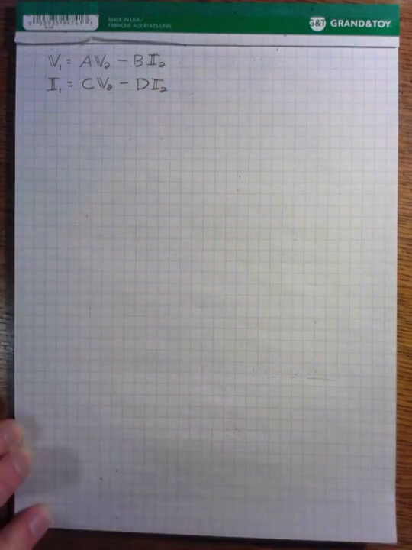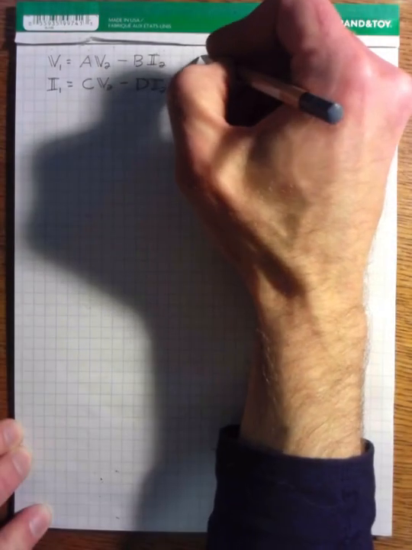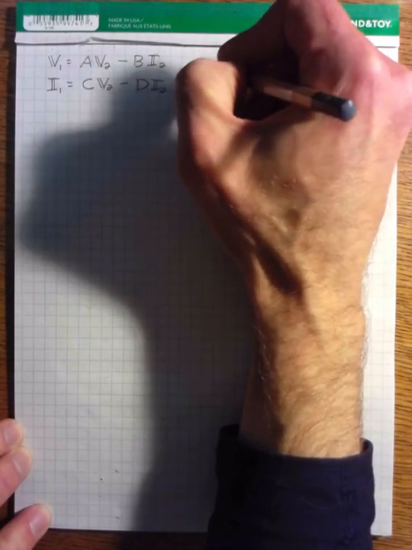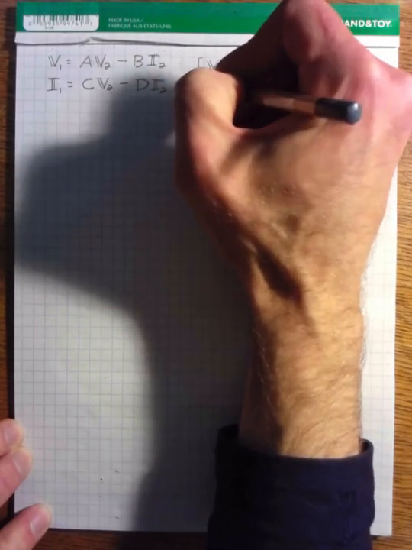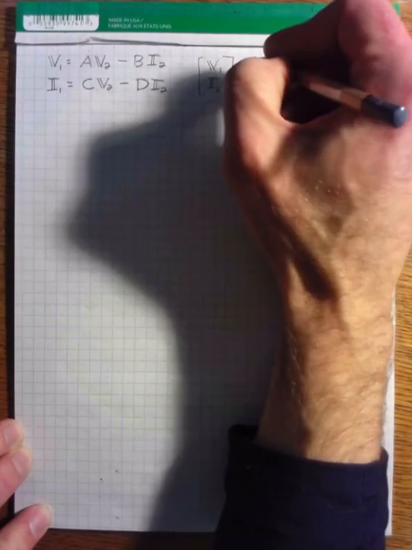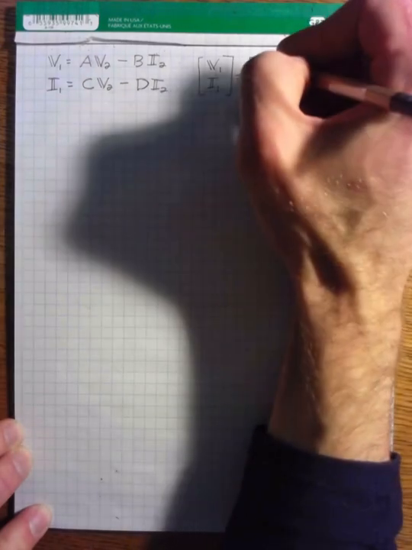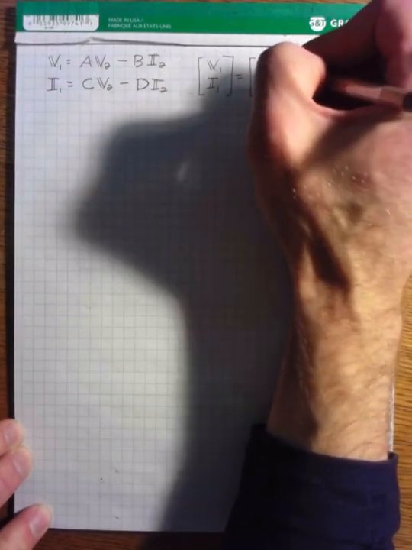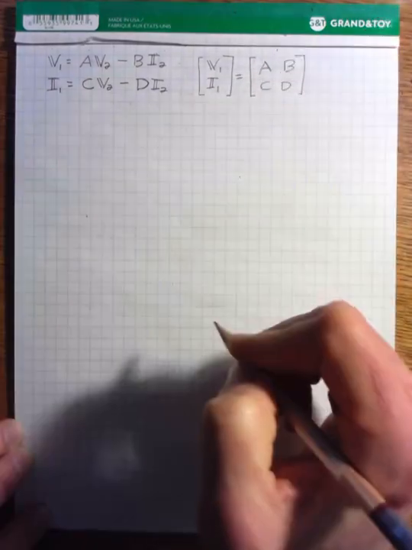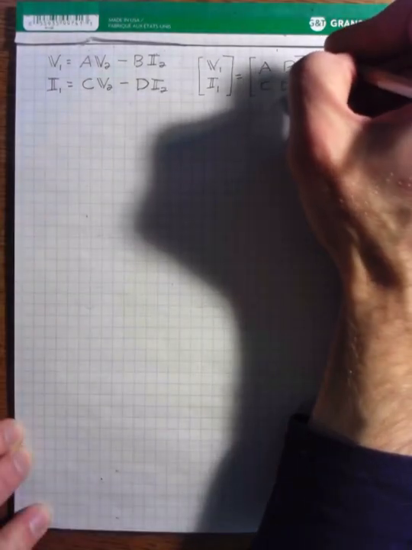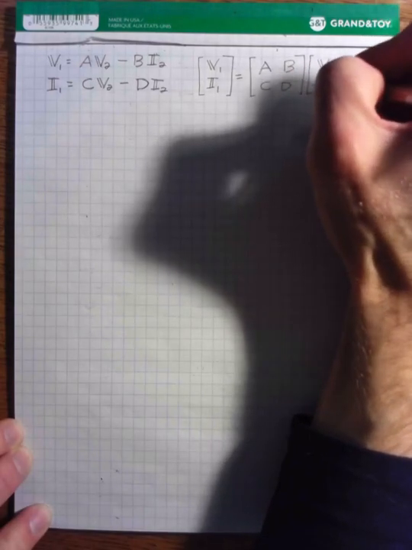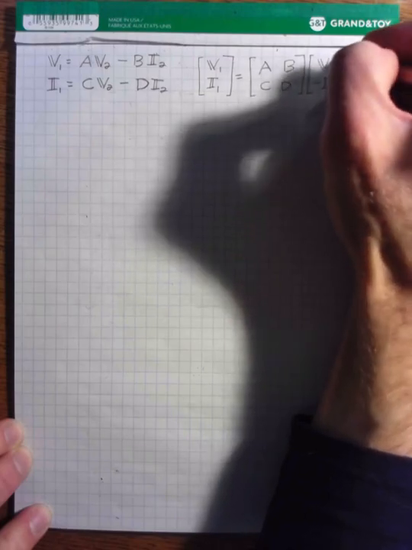But the first thing I want to point out is that we can write these two equations in matrix form, and this is going to be very useful for us. When we write them in matrix form, we have our phasors V1 and I1 being equal to a 2 by 2 matrix containing our 4 complex numbers, A, B, C, and D, multiplied by a vector V2 and minus I2.